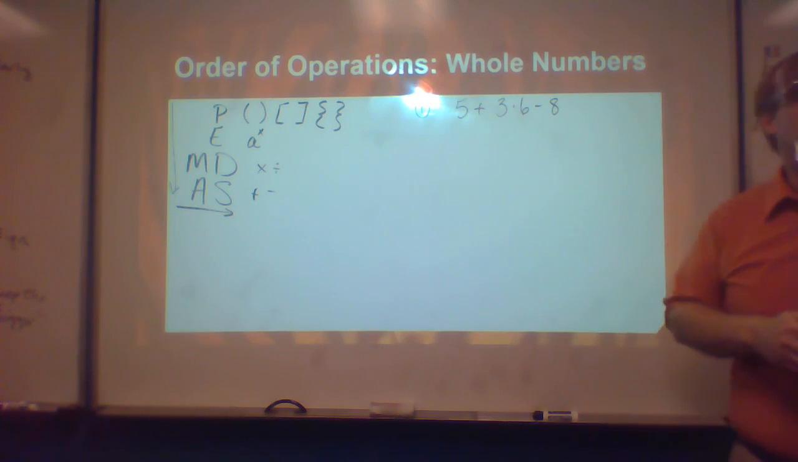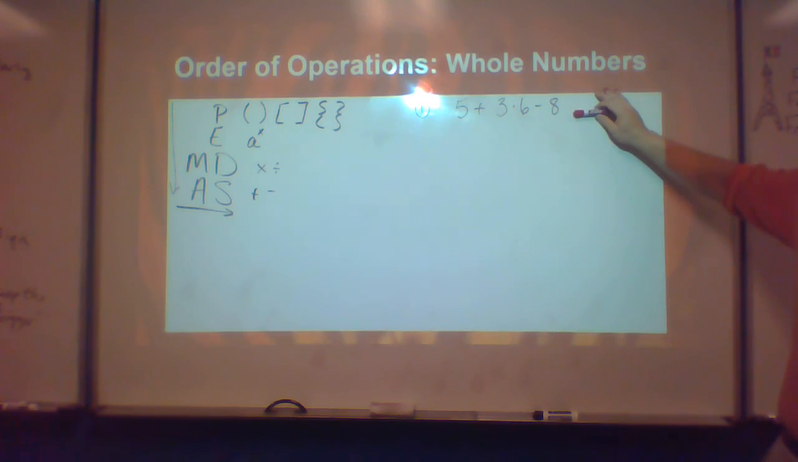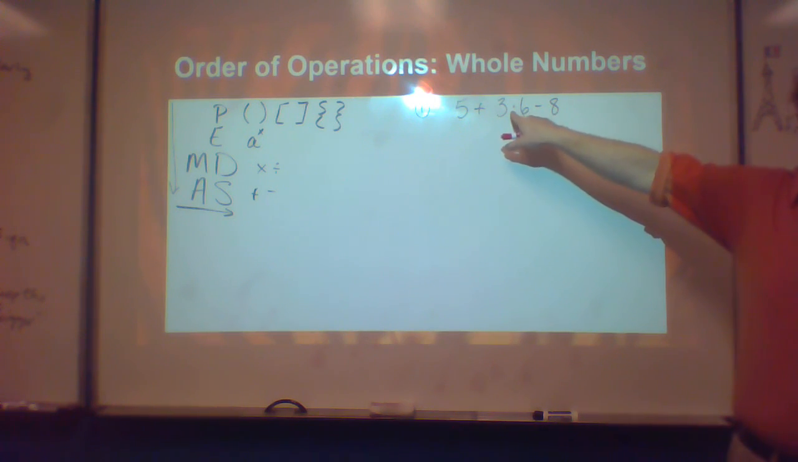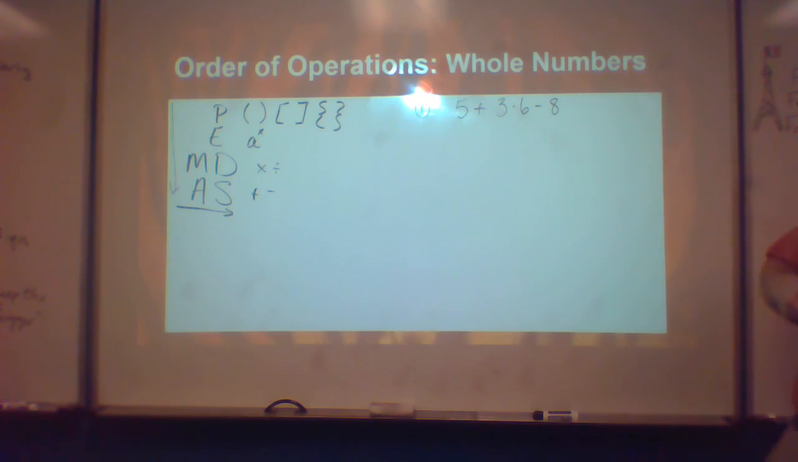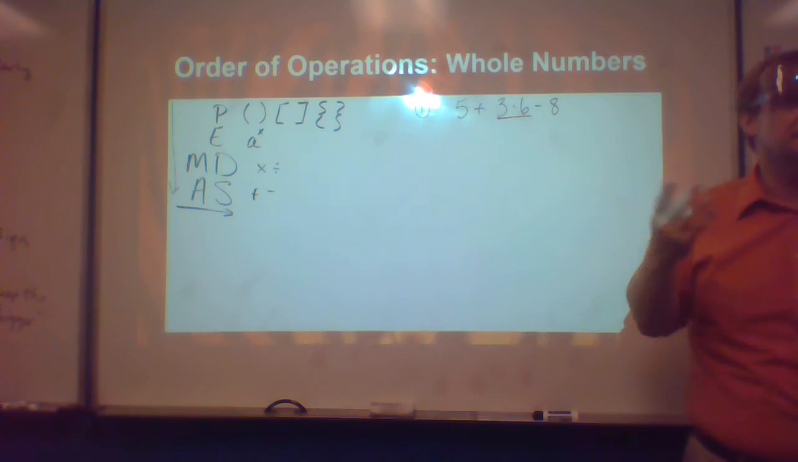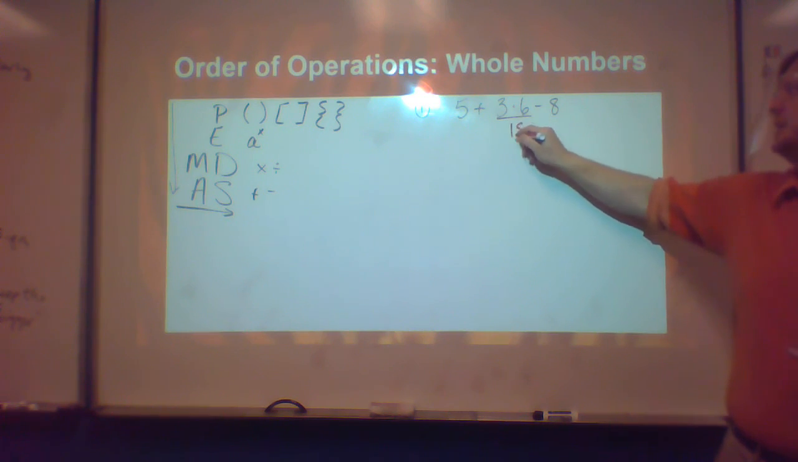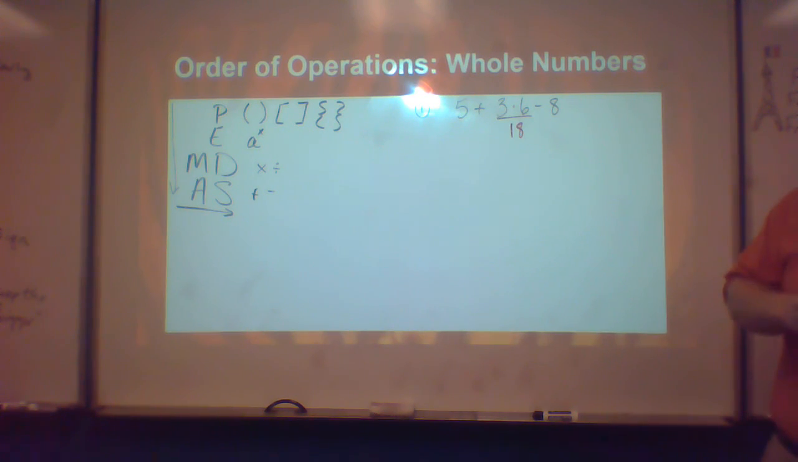I need to follow order of operations. Check every time. Do I have parentheses? No. Do I have exponents? No. Do I have multiplication or division? Yes. The little dot is multiplication, right? So I'm going to first handle the multiplications. What is 3 times 6? 18. So I'm going to write it. There's 18. And then I'm going to write everything else around it.